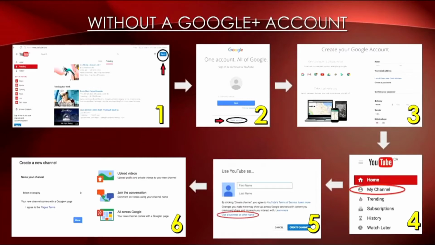On your left, there will be a list of tabs. Click on My Channel. A pop-up like this will appear, and you should click on Use a Business or Other Name. Then do the same thing. Name your channel and select a category that best describes your business. This is also where a Google Plus page will be automatically created for you under this name as well.